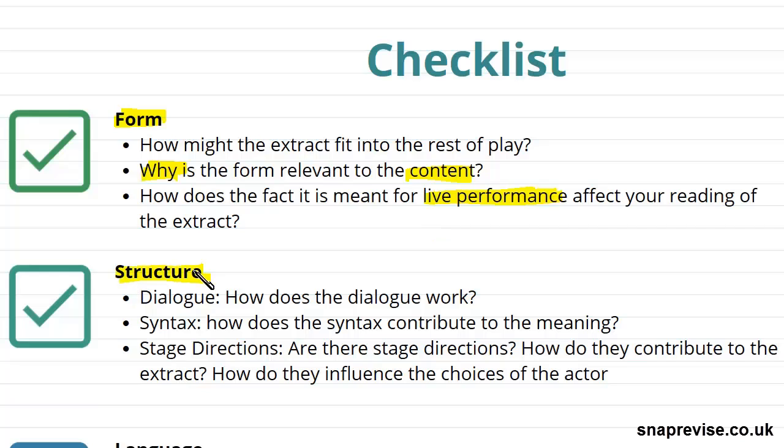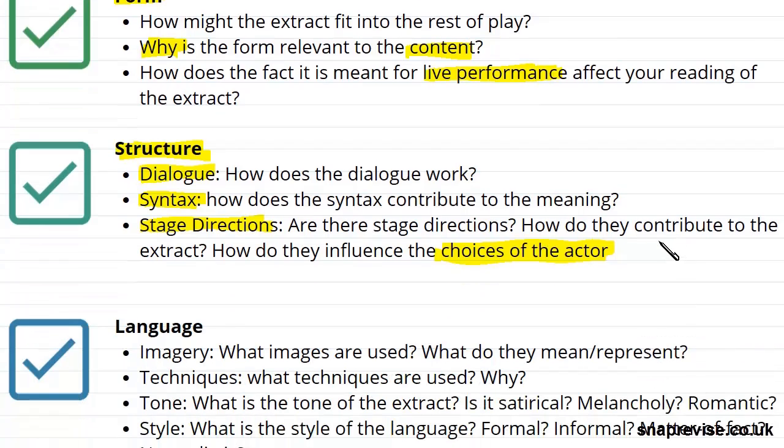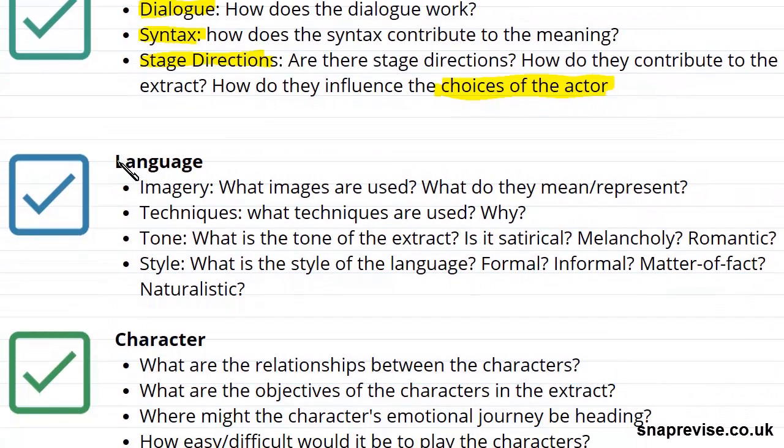Then we look at structure. How does the dialogue work? How does the syntax or sentence structure contribute to the meaning? Stage directions. Are there stage directions? How do they contribute to the extract? And how might they influence the choices of the actor? Again, here, this is a question to ask yourself to do with the fact that it is meant to be performed.